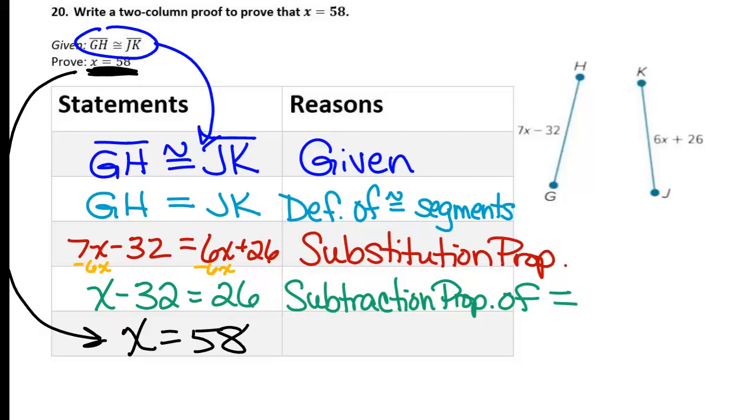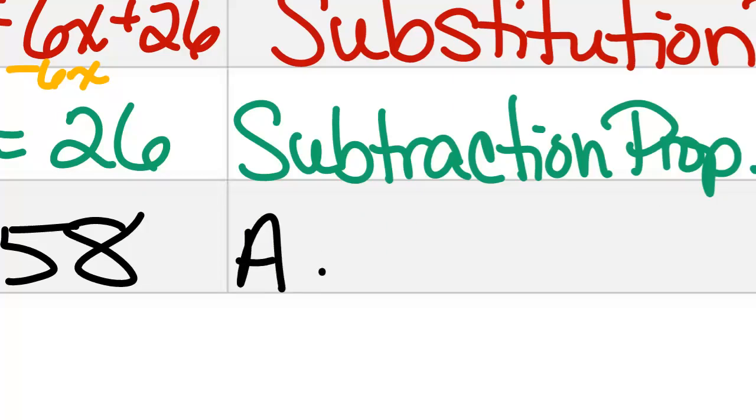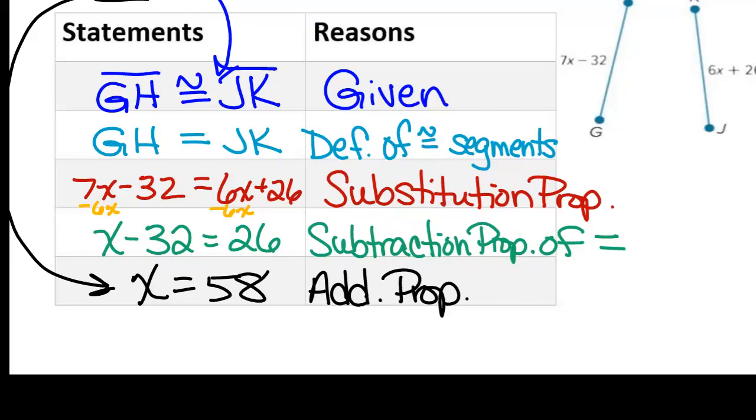These boxes aren't big enough. All right. Now I'm finally here, which means I can see what changed. How did they get from here to here? What did they do? Add 32 to both sides. What property is that? Addition property of equality. Which I am abbreviating because I don't have a lot of room.